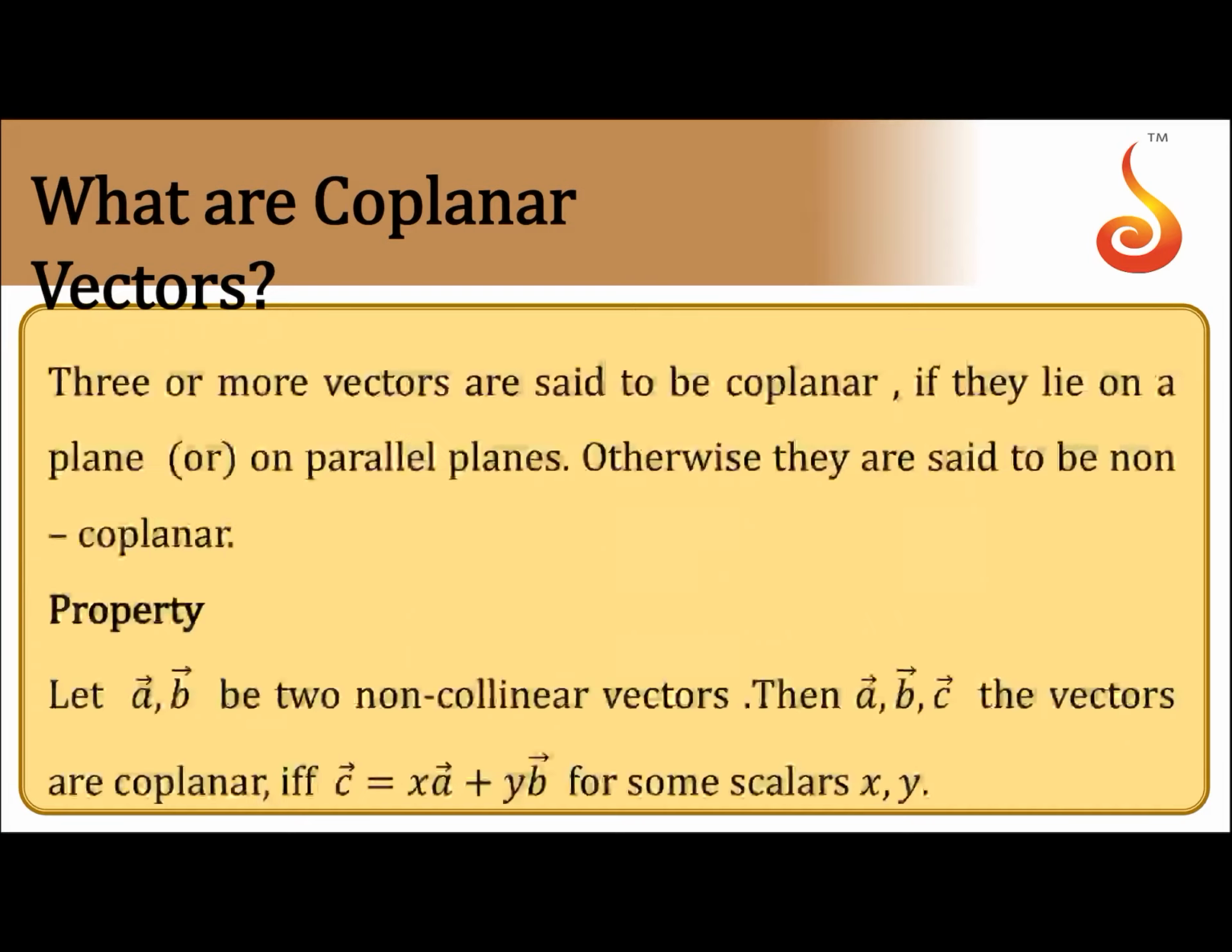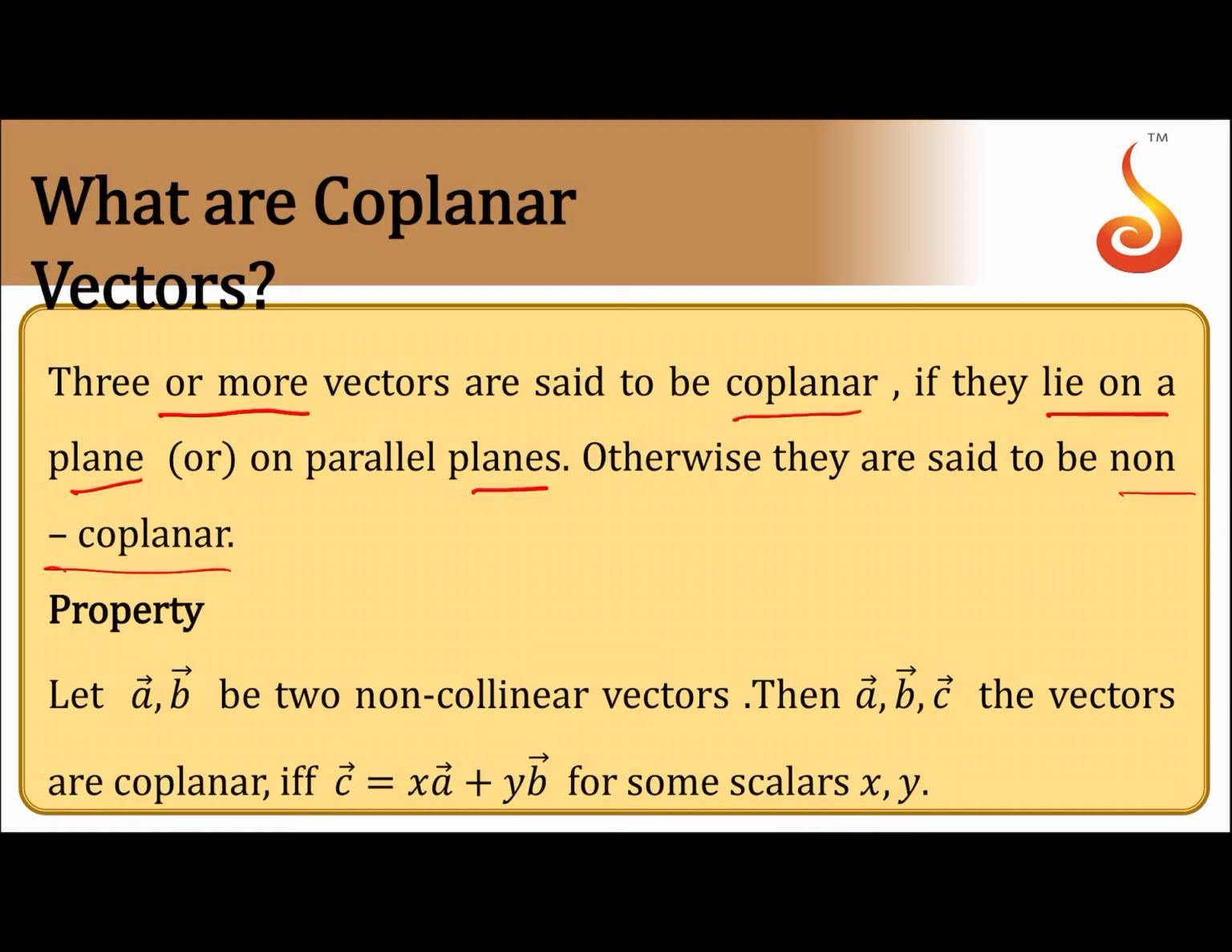Therefore, three or more vectors are said to be coplanar if they lie on a plane or on parallel planes. If they lie on a plane or on parallel planes, they are said to be coplanar. Otherwise, they are called non-coplanar vectors.